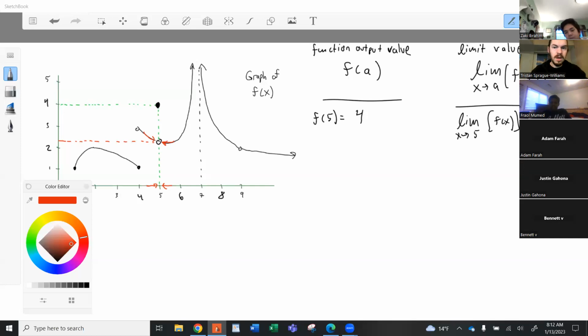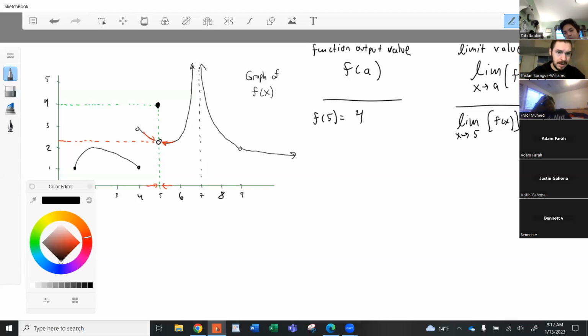All right. So what do we estimate this as? This is about 2.3 or something. I think the point here is that the limit of the function at 5 and the value of the function at 5 are not the same. Let's look at a few other examples.